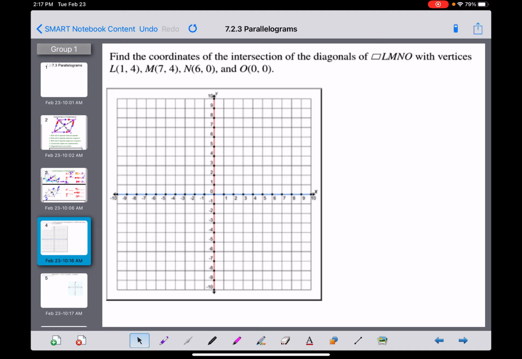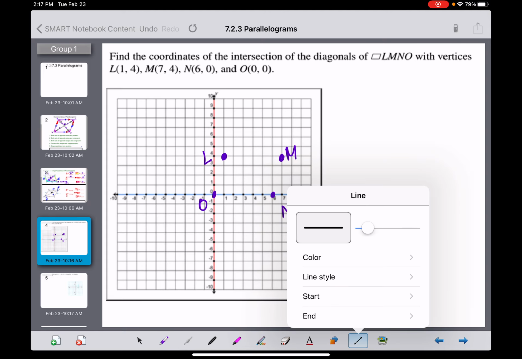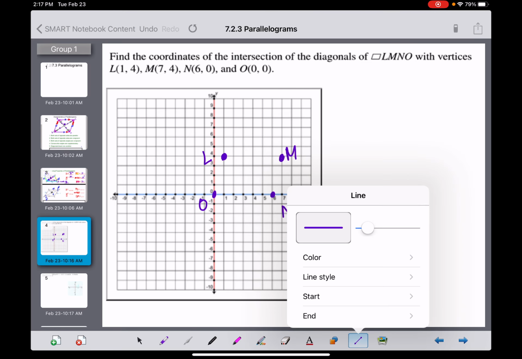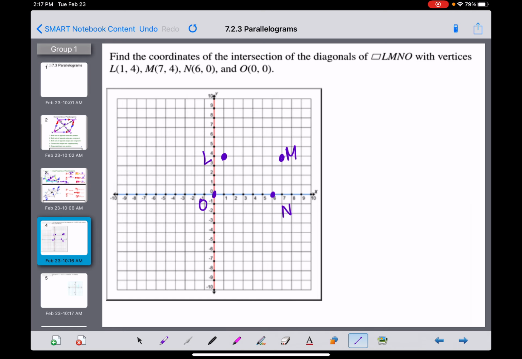So we have 4 coordinates, and we want to find the intersection of the diagonals. I'm just going to plot the coordinates: 1, 4 for L, 7, 4 for M, 6, 0 is N, and 0, 0 is O. And I'm going to connect those coordinates.